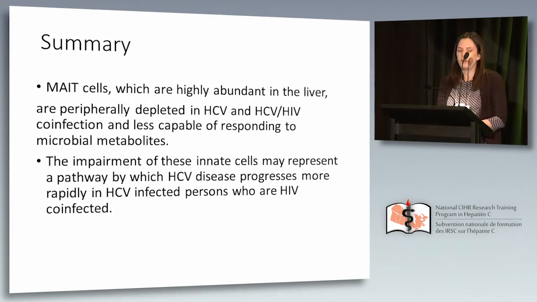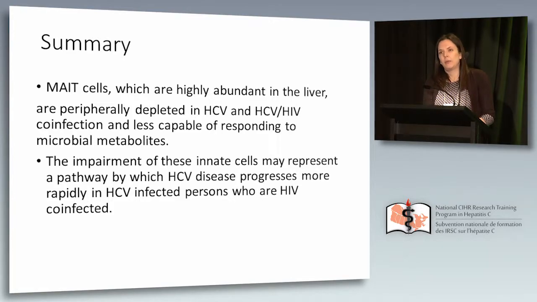So in summary, we found that MAIT cells, which are highly abundant in the liver, are peripherally depleted in HCV and HCV-HIV co-infection, and are less able to respond to their microbial metabolites, more exhausted, and less able to produce antifibrogenic cytokines. So it suggests that the impairment of these cells may represent a pathway by which HCV progresses more rapidly in individuals who are HCV-HIV co-infected.